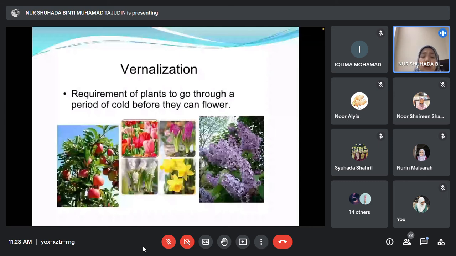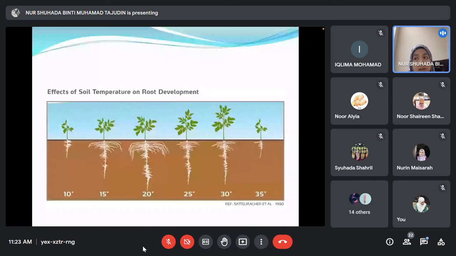This is the effect of temperature on root development. As the temperature increases, root development will increase, but after a certain optimum level, for example here it is 20 degrees Celsius. This is, saya ambil daripada internet. But maybe this is from a four-season country. So 20 degrees, and it depends on the crops.